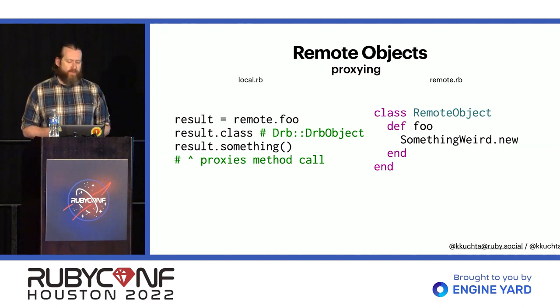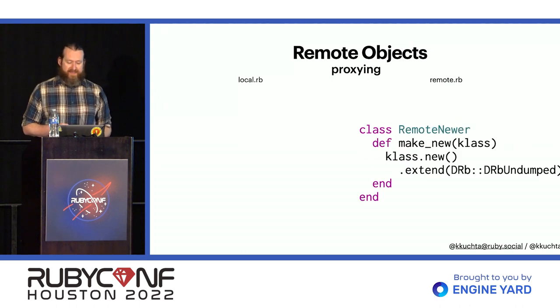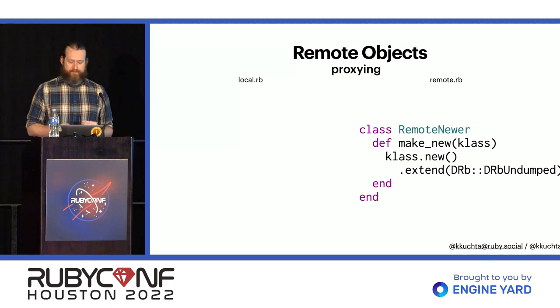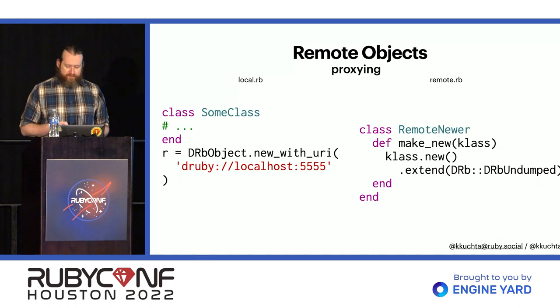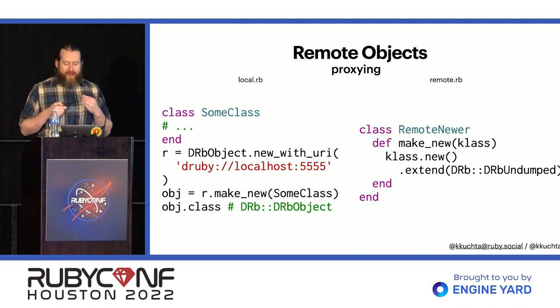Well, how does Ruby know what is too weird to serialize? Well, you can tell it. You can say for a given class, include this derb undumped mixin, and now Ruby will never attempt to serialize instances of this class. So all right, back to our remote newer make new nonsense. Now this make new function takes a class, we create a new instance of it, and we're just gonna cram in this derb undumped mixin to any object we have created. And so this works. I have some class, I create a new instance of my remote newer, I use that to make a new instance of this class, and now what I get is a derb object, a Ruby proxy object.